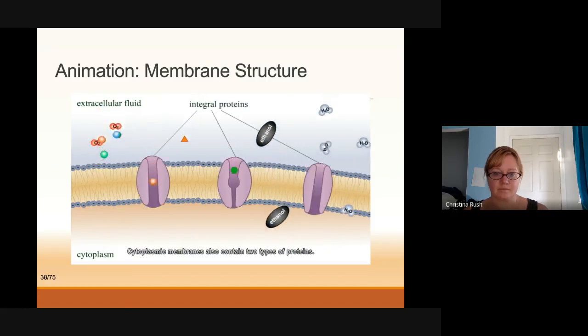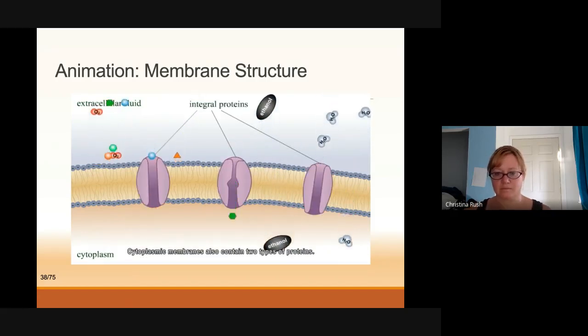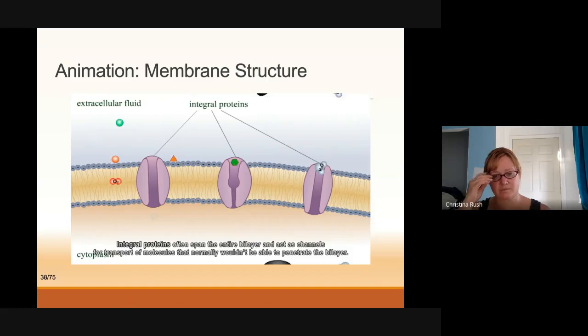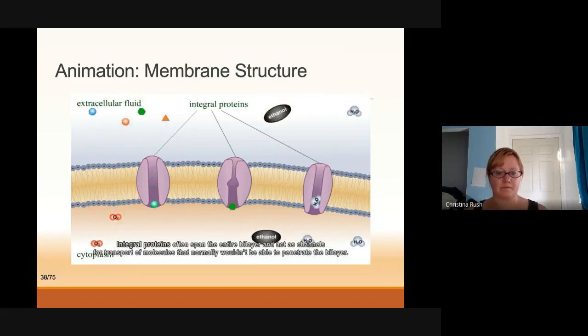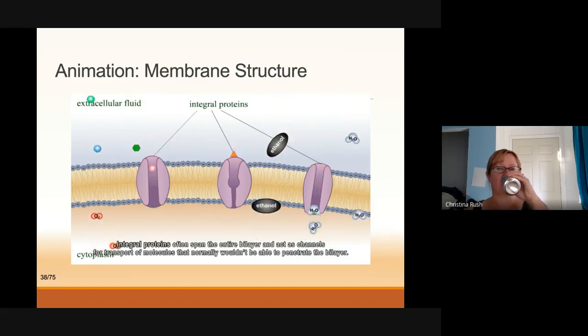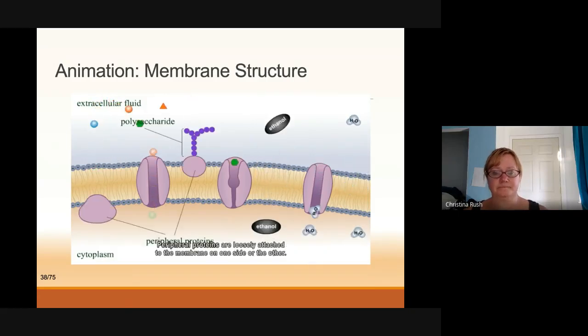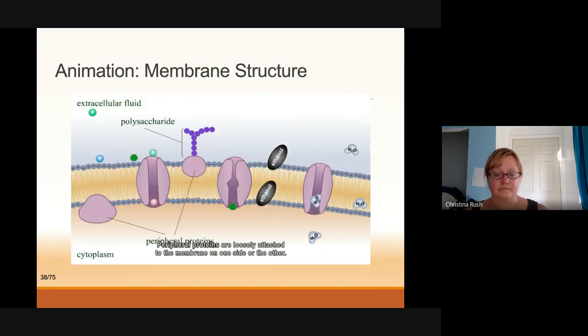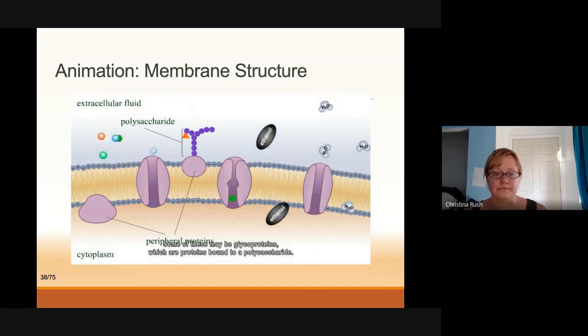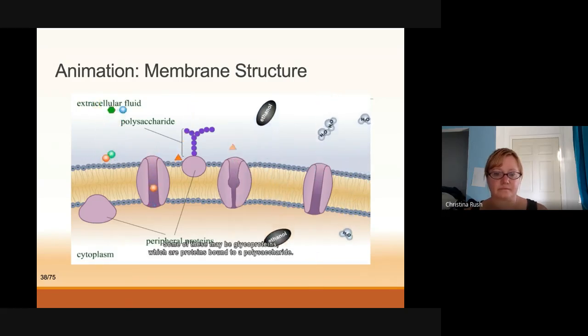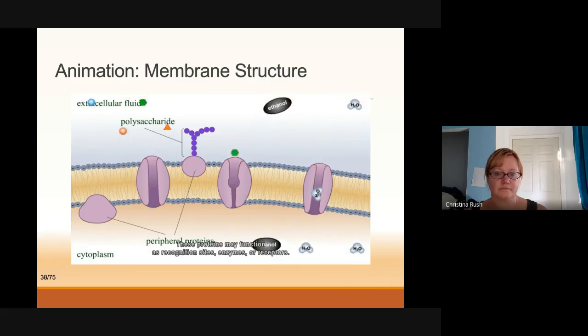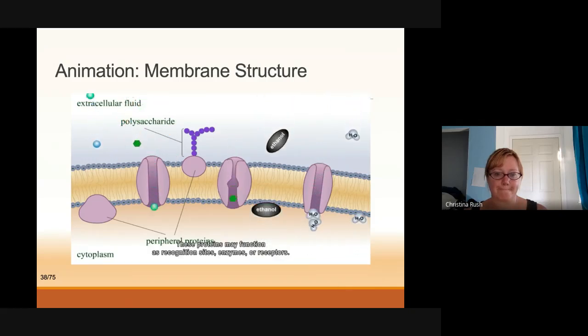Cytoplasmic membranes also contain 2 types of proteins. Integral proteins often span the entire bilayer and act as channels for transport of molecules that normally wouldn't be able to penetrate the bilayer. Peripheral proteins are loosely attached to the membrane on one side or the other. Some of these may be glycoproteins, which are proteins bound to a polysaccharide. These proteins may function as recognition sites, enzymes, or receptors.